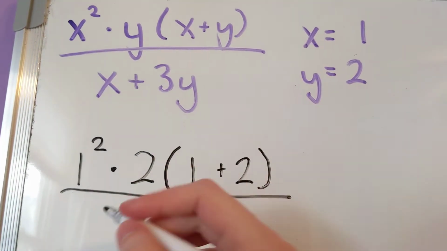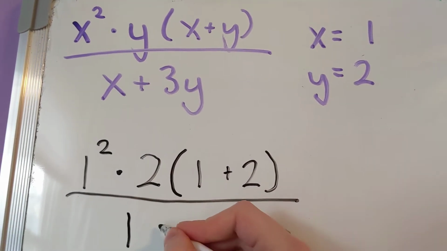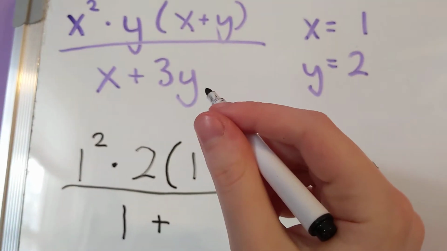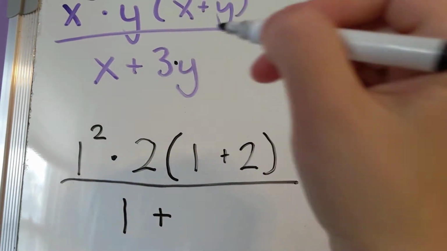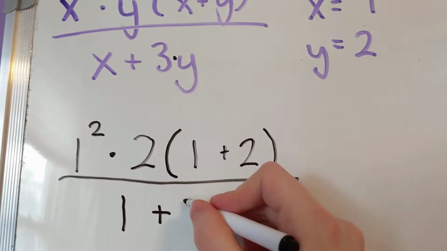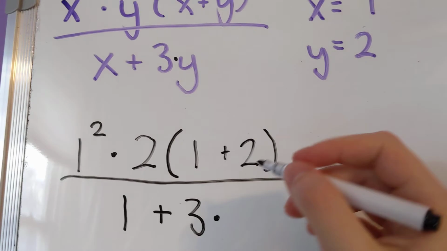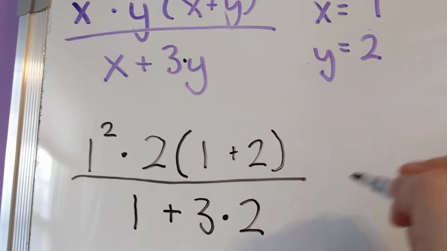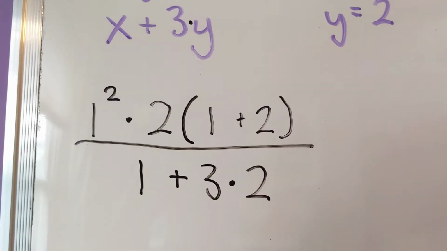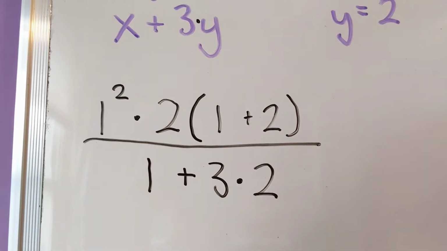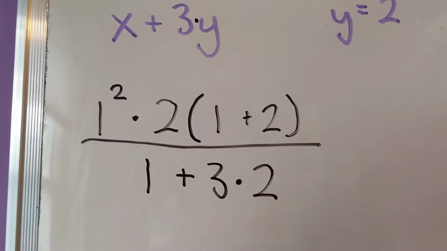We start with x, which is 1, plus 3y. And 3y really means 3 times y. So we'll write 3 times, and y is 2, so 3 times 2. Once we have all that substituted, at this point you should not have any variables left, we can go ahead and actually evaluate this expression.